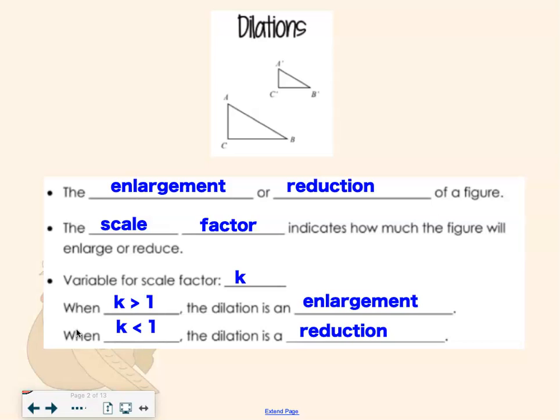And then in math, we always have a variable that represents typically what we're doing. So our variable for scale factor is k. If our scale factor k is bigger than 1, it's obviously going to make our image larger. Think greater than, large. If k is less than 1, it's going to shrink it down.